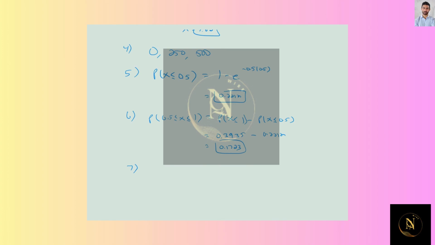For question 7, the probability of no refund would be the probability that x is greater than 1, which is e to the negative 0.5 times 1. Which is 0.6065.